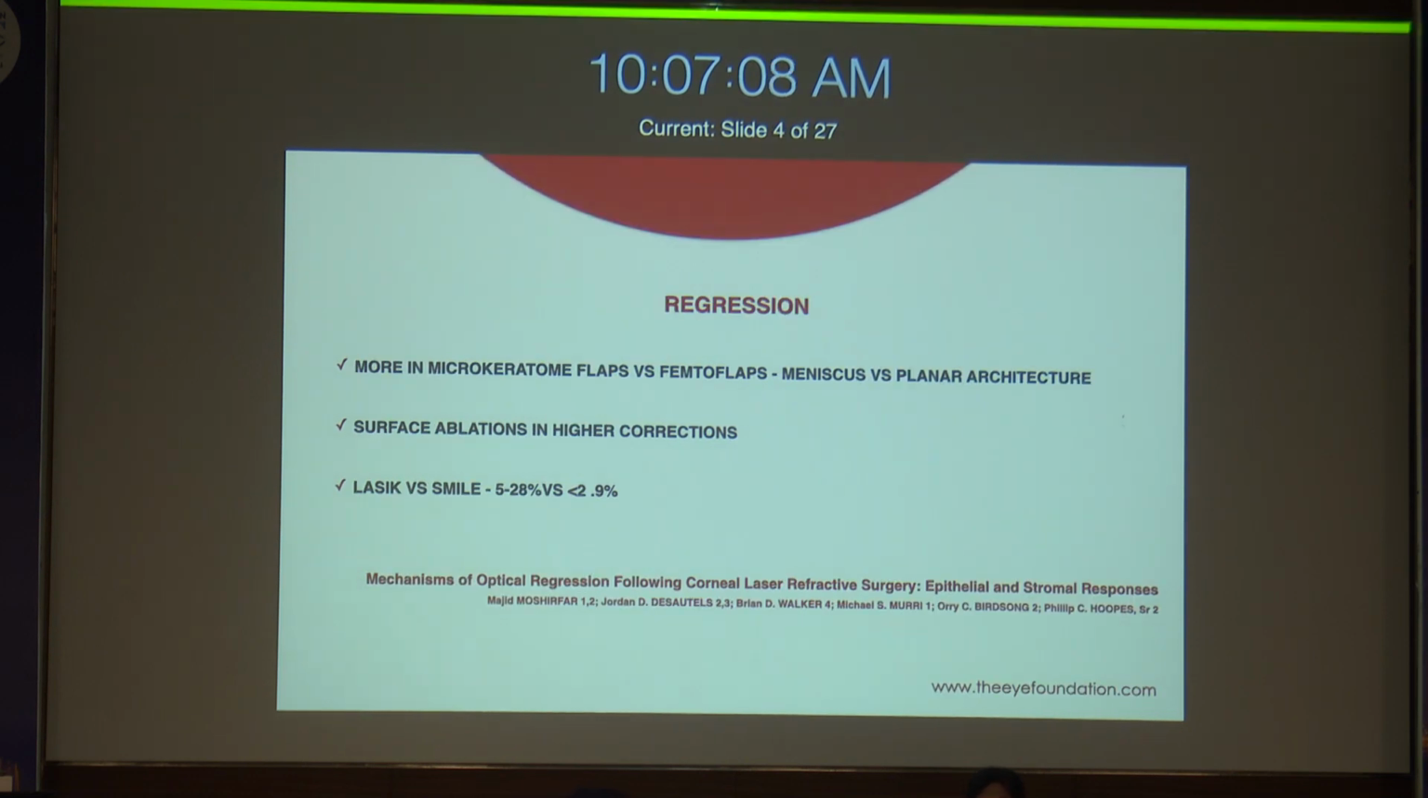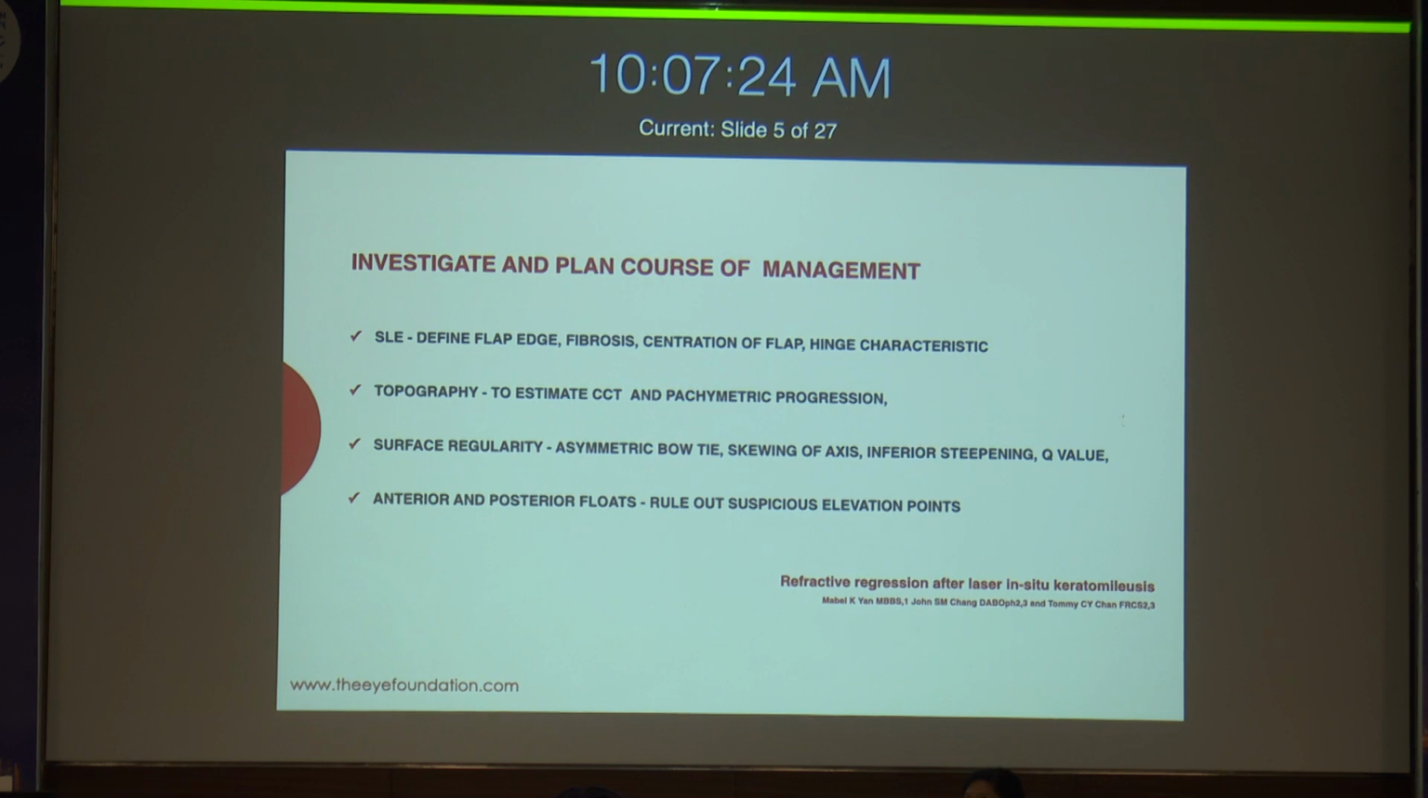That is why people say that there's a temporary role of use of an IOP lowering agent, although we know it does not stand. Regression, again, we see more in microkeratome flaps because of the meniscus configuration of these flaps, which encourage more epithelial remodeling to the planar configuration, more seen in high corrections in surface ablation. And the good news is that SMILE has lesser regression than LASIK.